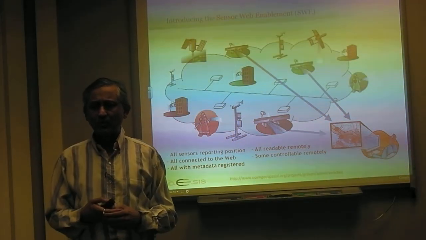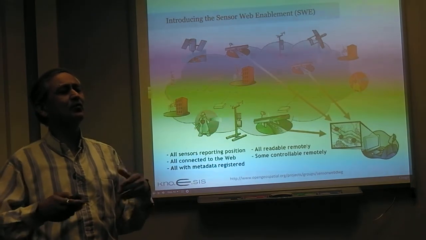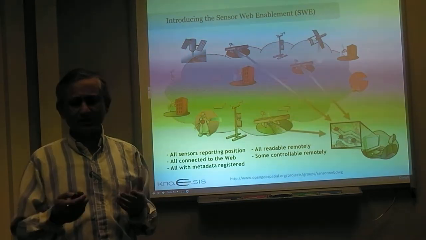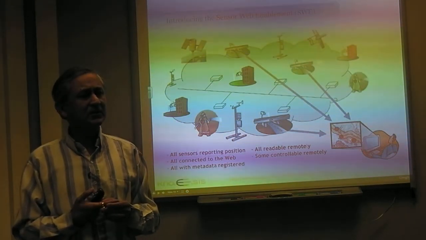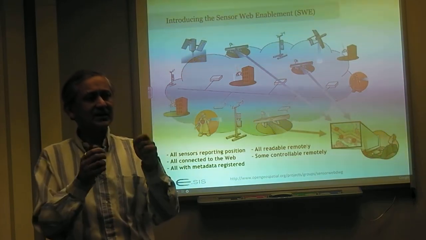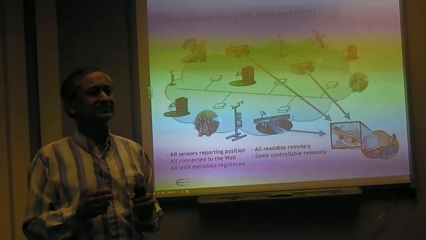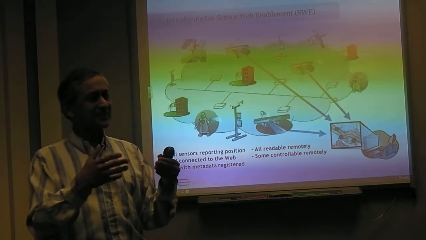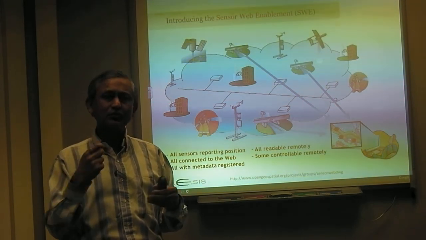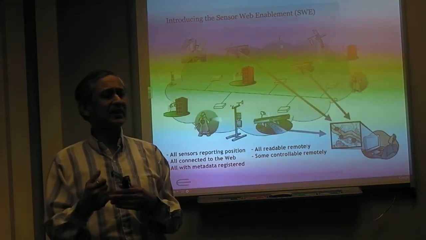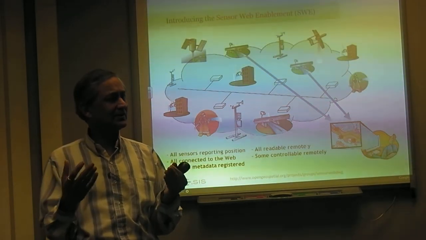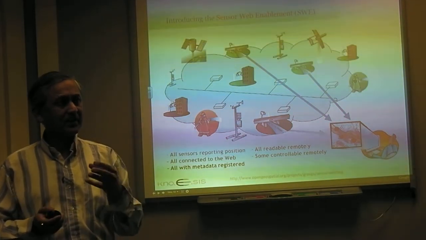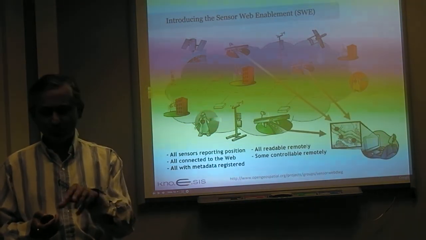You can report where the sensors are. You can find out where the sensors are. You can find the location of sensors. You can find out all the sensors connected to the web. You can register the metadata of a sensor, saying, oh, there is a sensor, and the sensor can report this kind of data. It has this level of fidelity. All that kind of metadata can be registered. So when you're getting data from a sensor, you know what kind of sensor it is, and whether the data is at the level of granularity that you're interested in, or necessary for your application or not. That kind of information can be made available through these protocols they have.